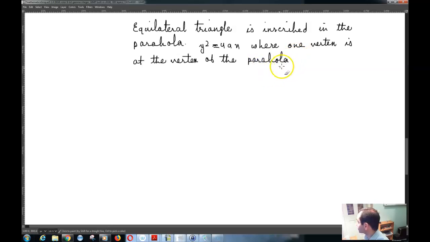Find the length of the side of the triangle.